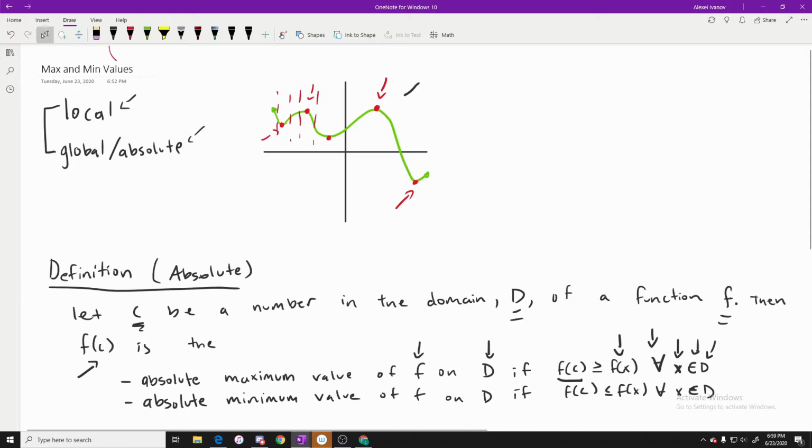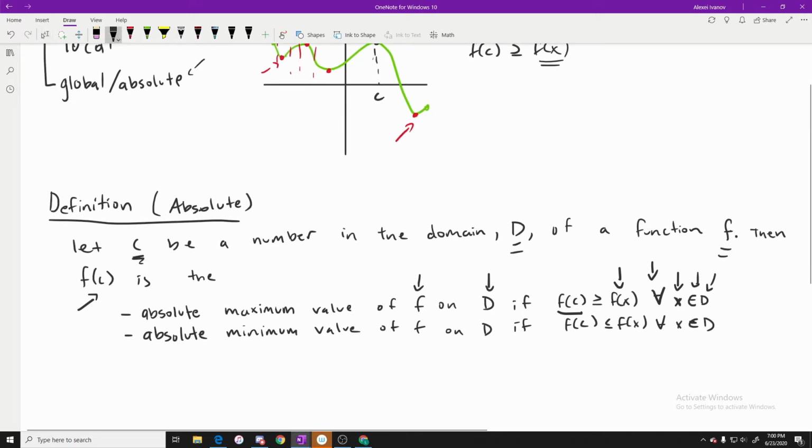Kind of like what we saw right here. This value is greater than every single y value that this function can be evaluated at. So if we call this c, f(c) is greater than all the values that this function can be evaluated at.